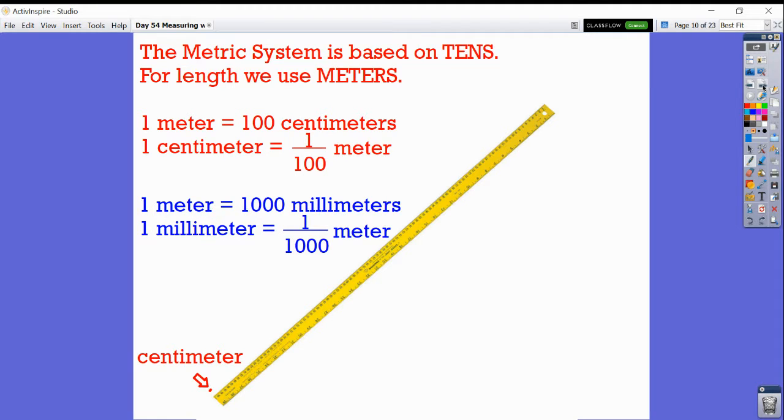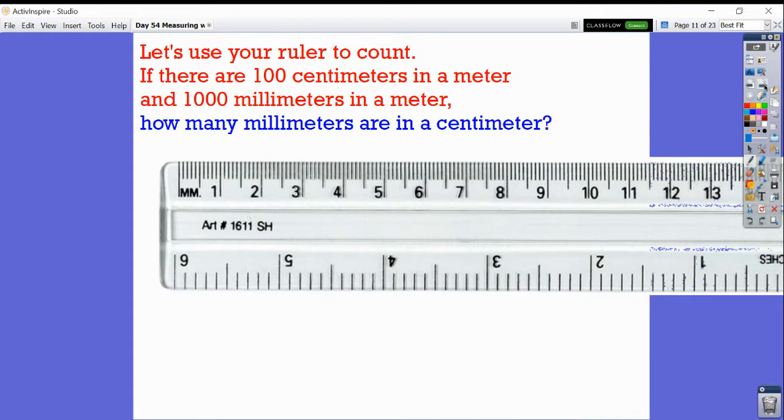Milli means 1,000. So 1 meter has 1,000 millimeters, and vice versa. 1 millimeter is worth 1,000th of a meter. So just knowing those word parts, cent and milli, can really help you figure out measurements in the metric system. Okay, let's use our ruler to count.